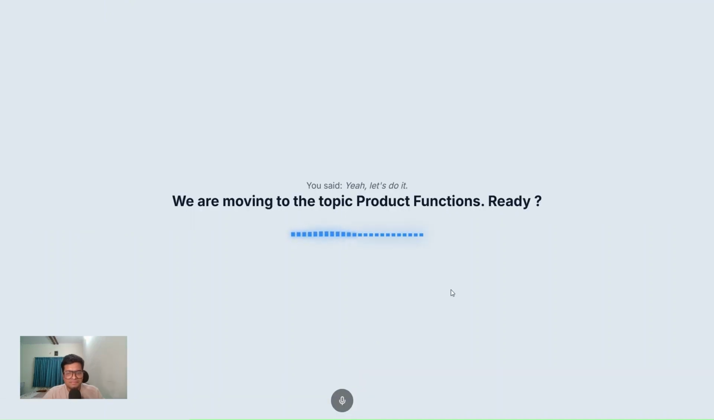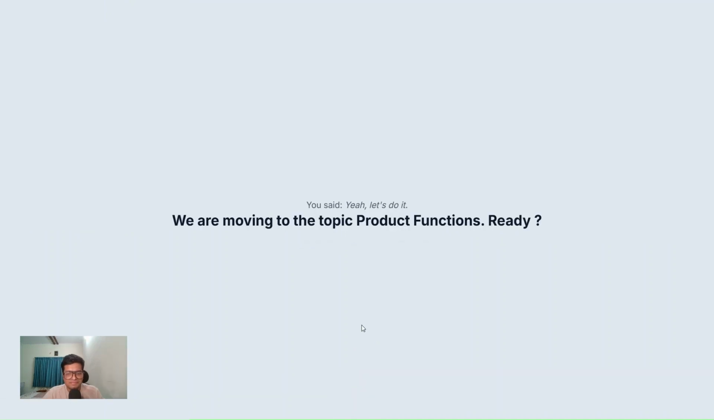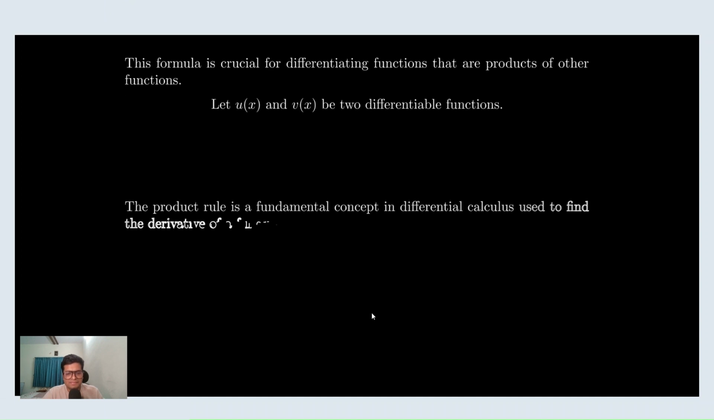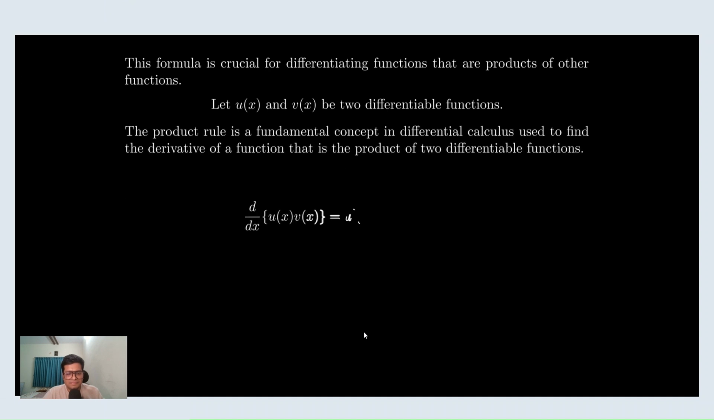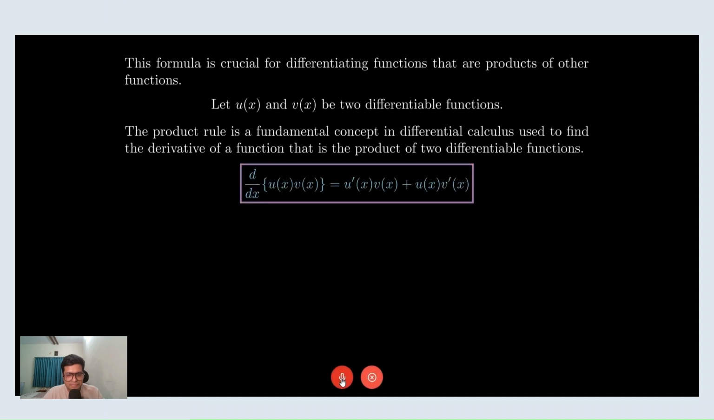We are moving to the topic product functions. Ready? Yep, I'm ready. Let's start with the star of the show, the product rule. Imagine you have two smooth functions, u of x and v of x. When you need to differentiate their product, here's the magic formula: u prime of x times v of x plus u of x times v prime of x. Take a moment to write.